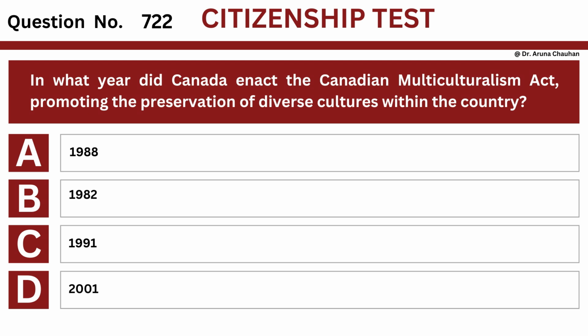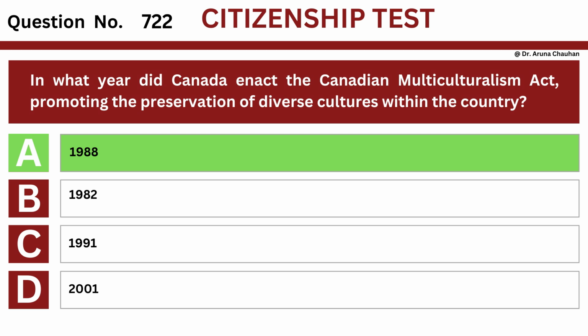Question number 722. Question: In what year did Canada enact the Canadian Multiculturalism Act, promoting the preservation of diverse cultures within the country? Option A, 1988. Option B, 1982. Option C, 1991. Option D, 2001. The answer is option A, 1988.